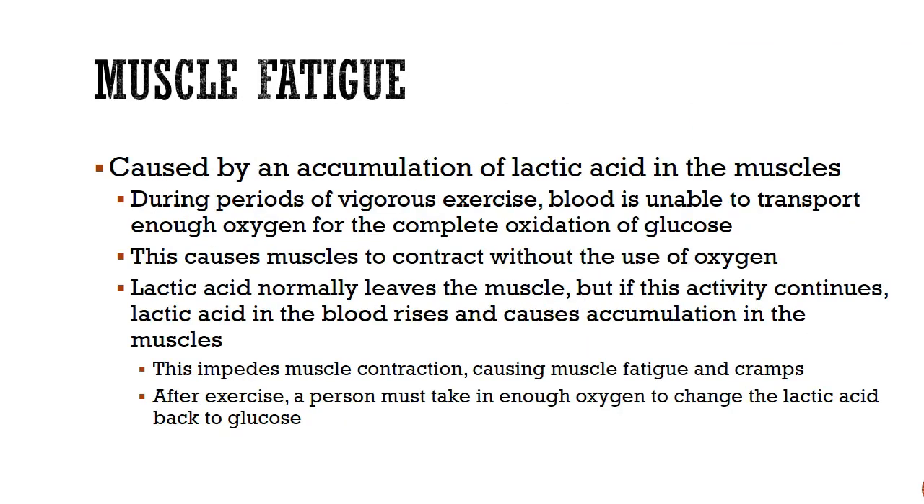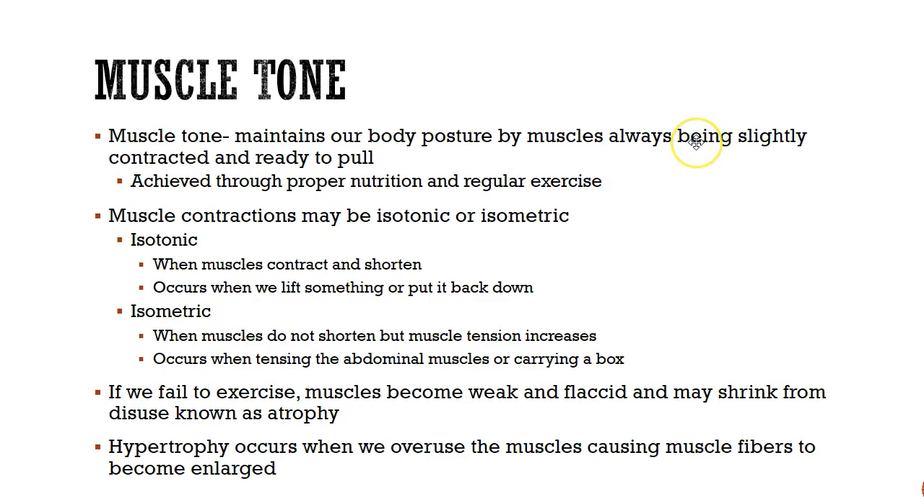Muscle fatigue is caused by accumulation of lactic acid in the muscle. So when you're vigorously exercising and blood is not able to transport enough oxygen to your muscle, then when you're producing ATP, lactic acid is also produced. Muscle tone is what maintains our body posture, and in muscles, some of the muscle fibers are contracting even when the muscle is relaxed. Muscle contractions can be either isotonic or isometric.